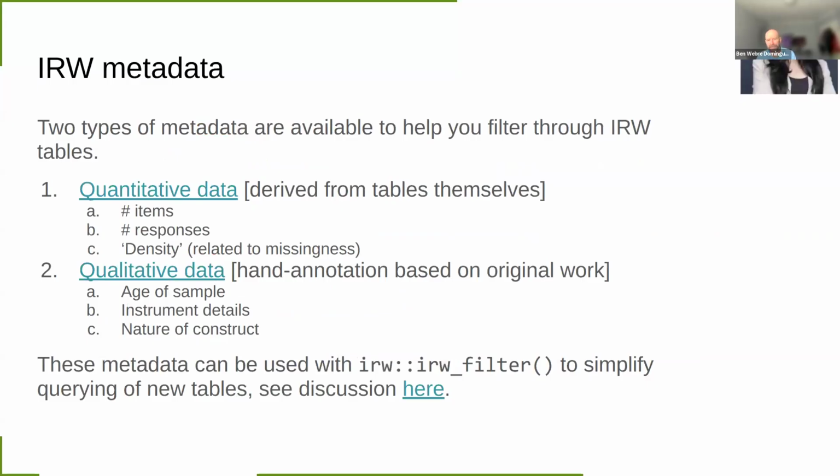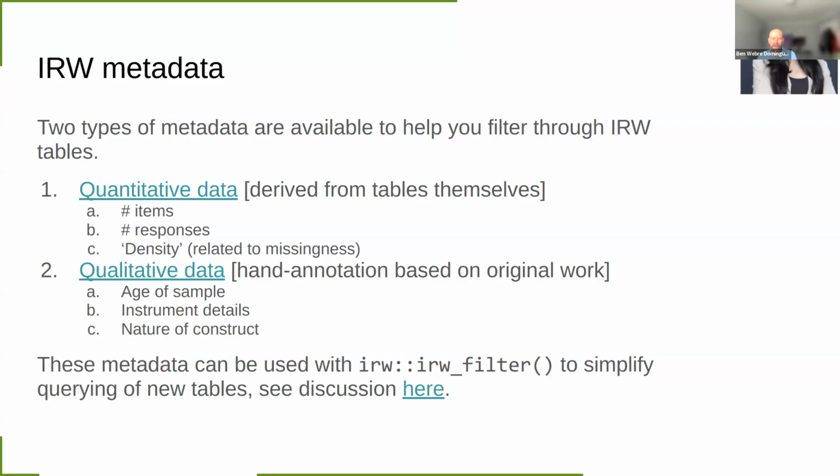The IRW tables have metadata associated with them, and this has really been something that my colleagues Severe Nadella and I have worked on. There are two types of metadata available to help you filter through the IRW tables. One type is quantitative metadata, which is information we're deriving from the tables themselves. So how many items are there in this table? How many responses, right? The number of rows. What is the relative rate of missingness for item responses?